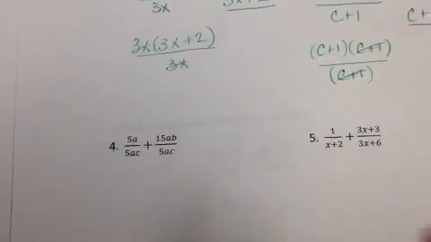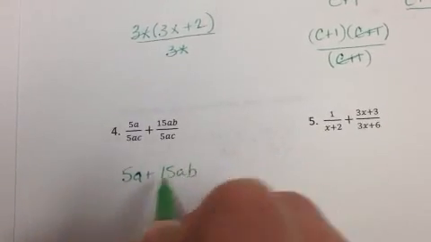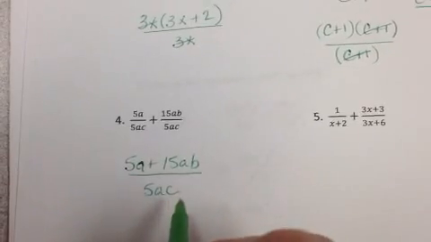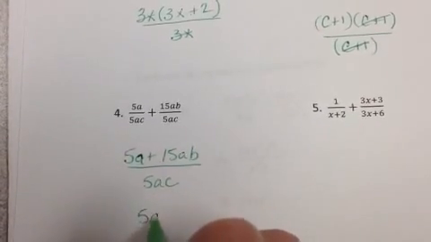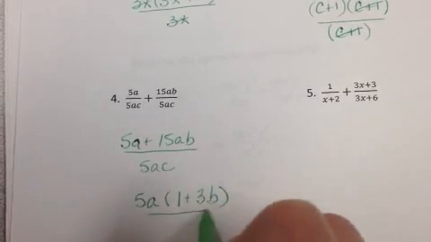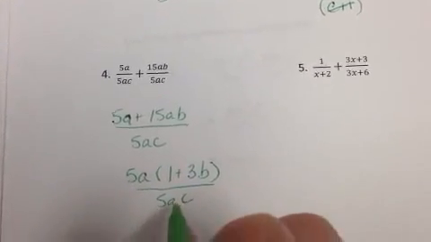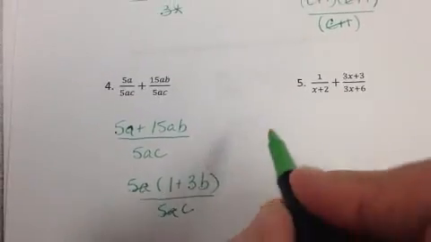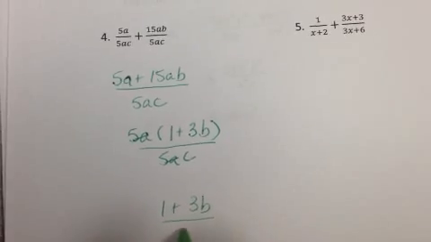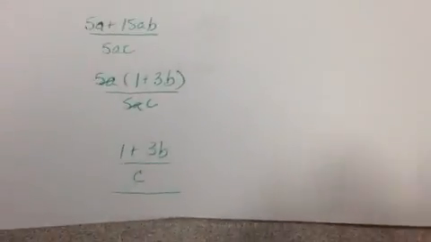Okay, number 4, the numerators we can add because our denominator is the same. And in the numerator I can factor out a 5a, leaving me (1 + 3b) over 5ac. Since that's multiplied together, that's one term. I can cancel out the 5a portion, leaving me with (1 + 3b) over c. Okay, make sure you saw that one.